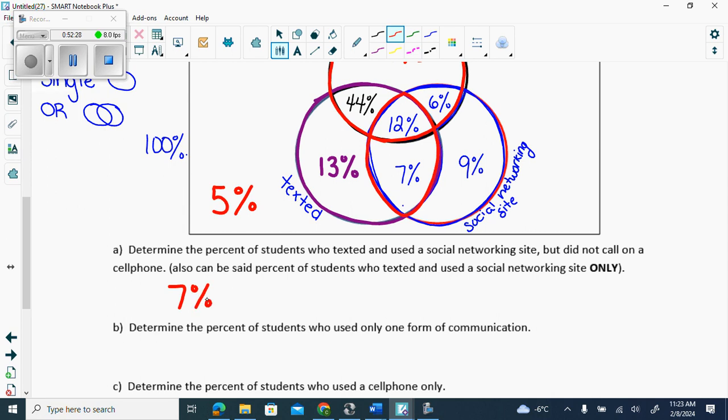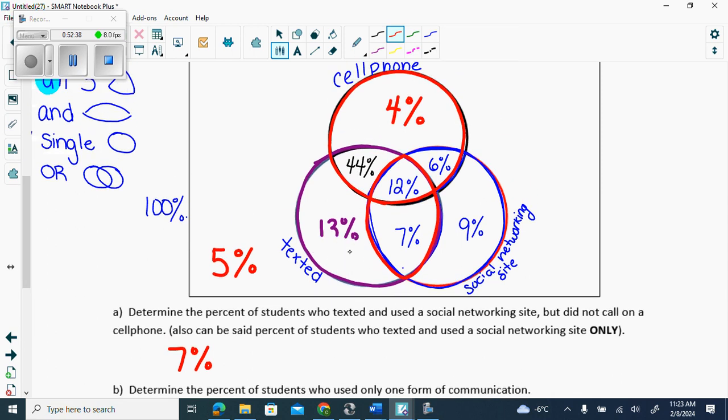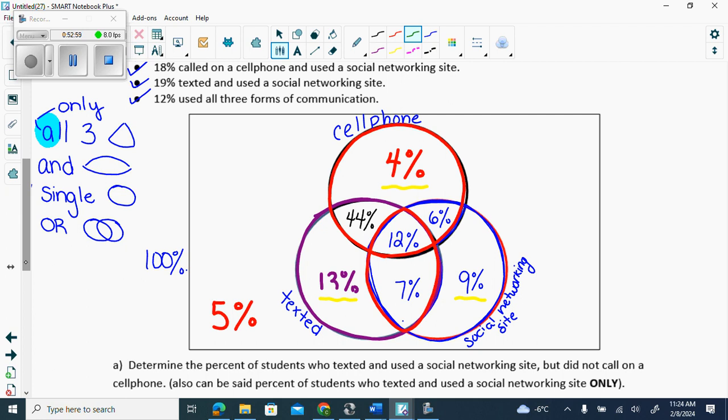Then it says, determine the percent of students who used only one form of communication. So that's those outside numbers, right? So it's people who texted only, social networking only, cell phone only. And when I add them up, what do I get? 26. Christmas colors. All right. Determine the percentage of students who used a cell phone only. 4. Right? Just the people sitting out here only cell phoning, you know?